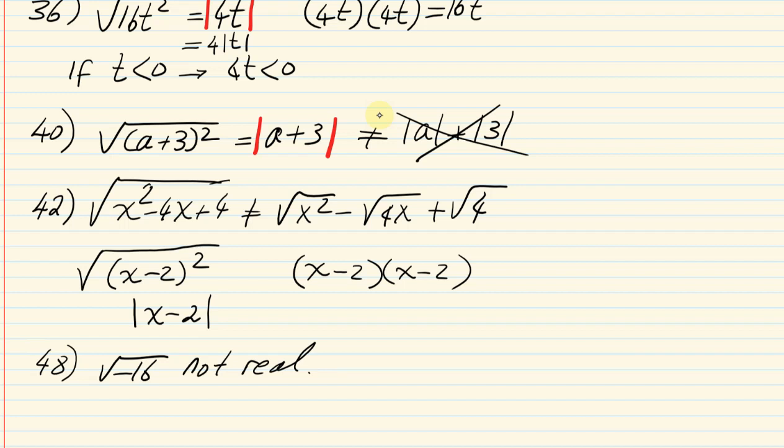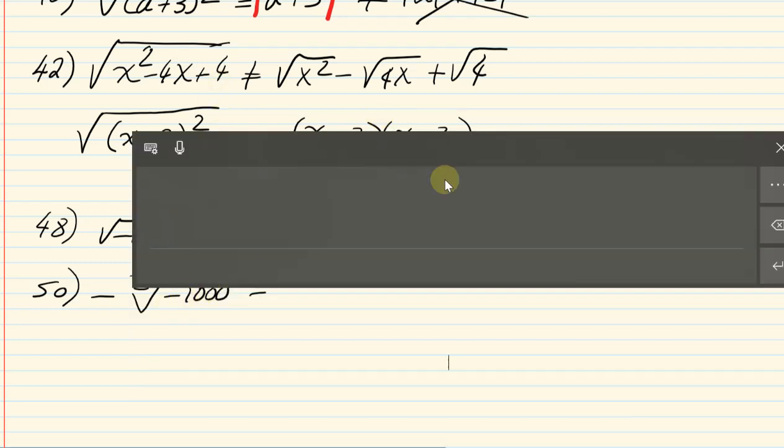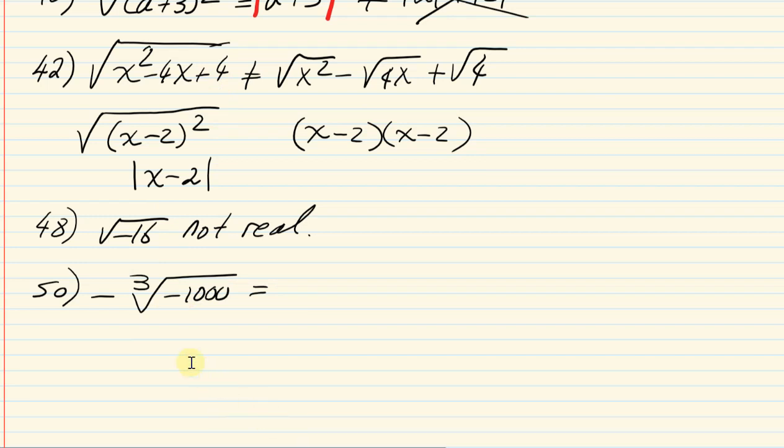Now let's say a cube root, something like number 50. In number 50 we have negative cube root of negative 1000. The cube root of negative 1000 is just going to be negative 10. And then remember, there's a negative on the outside. So it's negative on the outside, and the answer to the cube root is also negative 10. The double negative makes the answer positive 10.